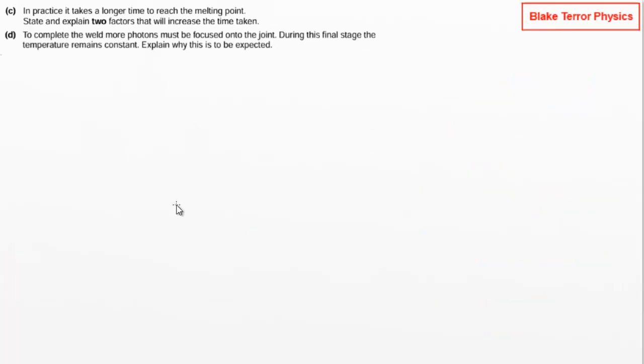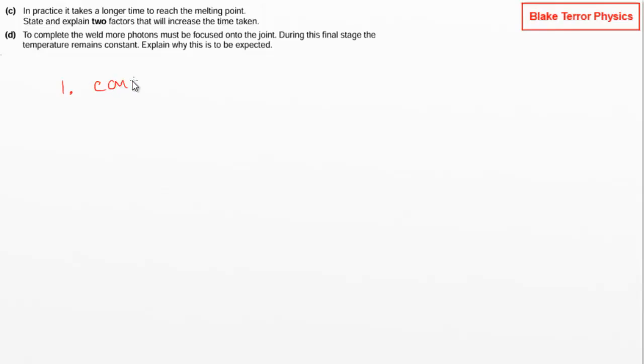There must be more to this, I think. Right, here we go. Part C. In practice, it takes a longer time to reach the melting point. State and explain 2 factors that will increase the time taken. And these are ones where you can't just say, oh, heat loss to the surroundings. That's just not specific enough, and the mark schemes will never give you marks if you just say something like that. So we want 2 things, state and explain.